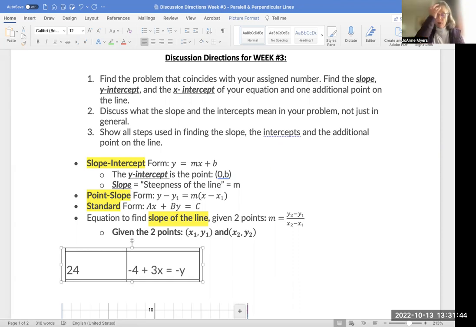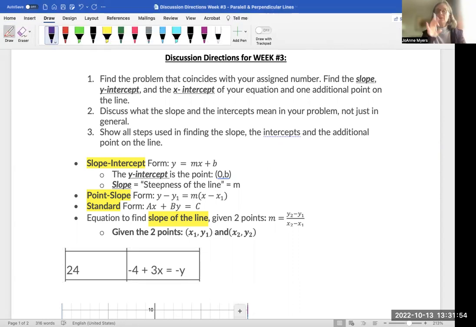So I've selected problem number 24. The equation is -4 plus 3x is the same thing as -y. Again, you have creative license to do almost anything you want to both sides of an equation.